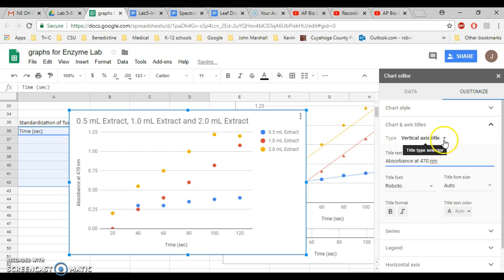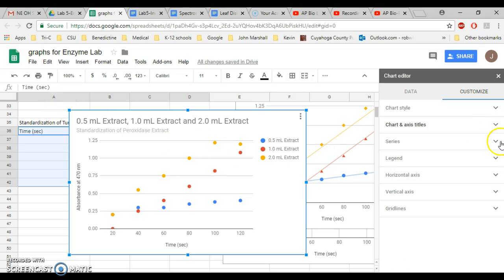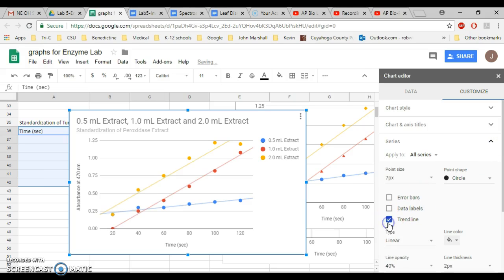Okay, that's my vertical axis title. My horizontal axis title is time in seconds. And my chart title, okay, is standardization of enzyme extract. Peroxidase extract. Okay, so this is my first chart, but I'm not quite done because I also want to go to series and I want to add trend lines. And I want to add the equation so that I can see just what I'm looking at.